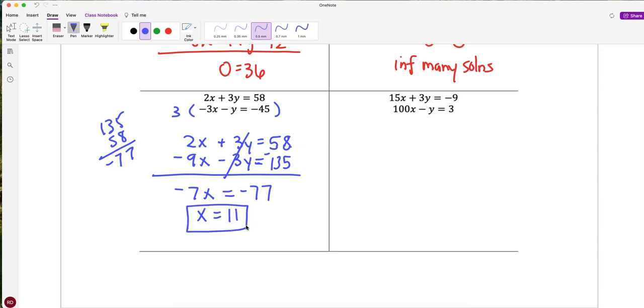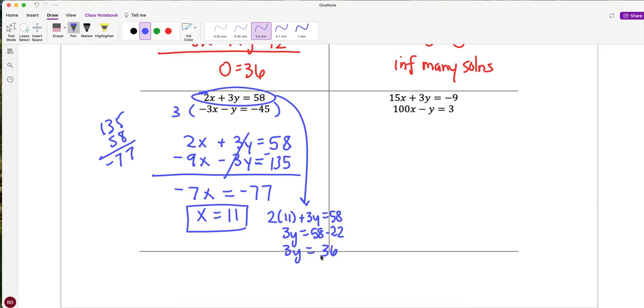So x is equal to 11. If x is 11, go back into either equation. Let's try this one. So 2 times 11 plus 3y equals 58. 3y equals 58 minus 22. 3y equals 36. So y is 12. So the point is 11, 12.